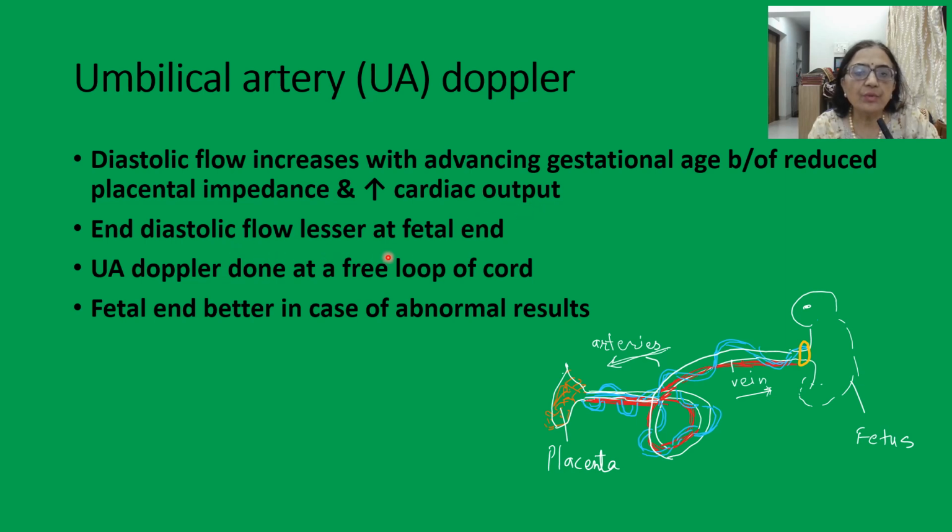This end diastolic flow is lesser at the fetal end as compared to the placental end of the umbilical cord. Umbilical artery Doppler is usually done in a free loop of cord, but whenever there are abnormal results, then the fetal end is preferred as it will be sensitive for any change in the umbilical artery flow velocimetry. What we are doing in Doppler is measuring the blood flow velocimetry.